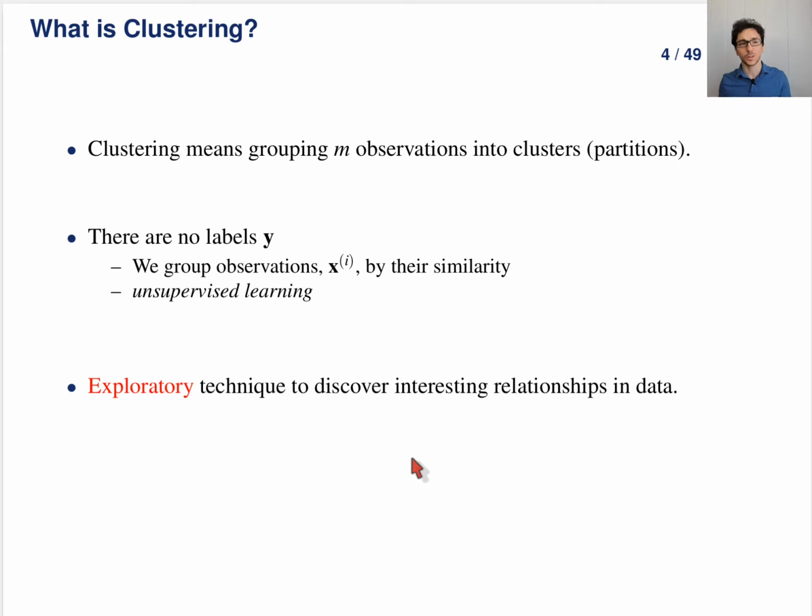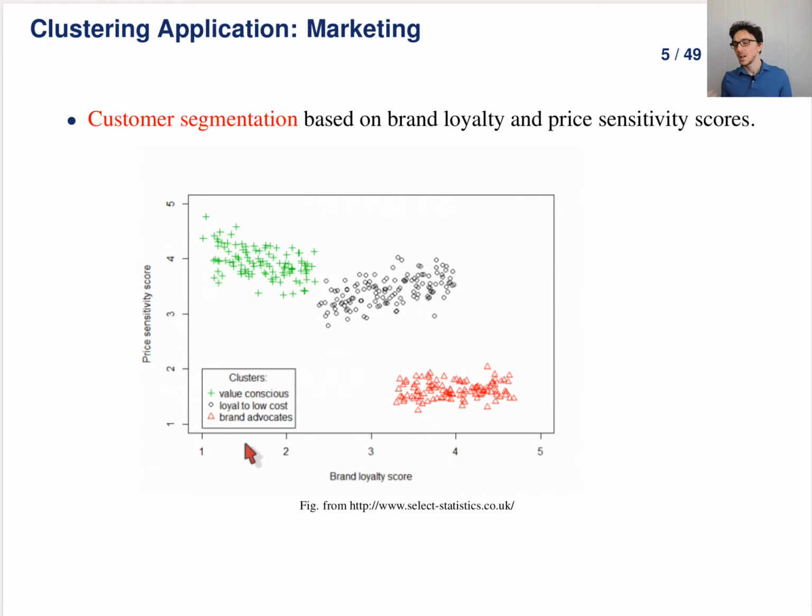So as I've already told you, clustering means grouping observations into groups called clusters based on their similarity. Okay, so we just look at the feature vector of each sample. We don't use labels. So clustering is an exploratory technique. Okay, so it's not an inference or a prediction technique, it's just an exploration technique. We explore our data through clustering. Let's give some examples of application of clustering.